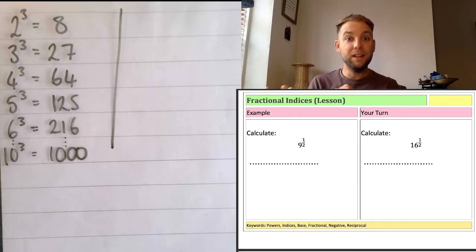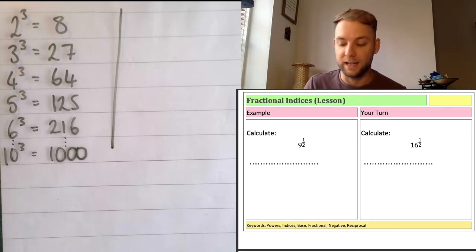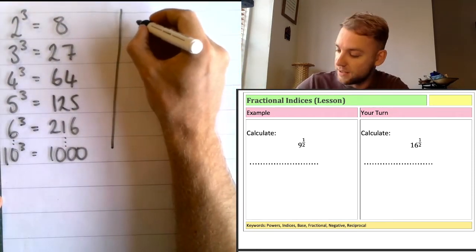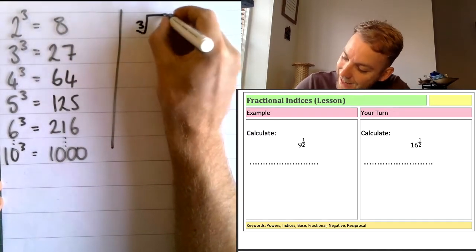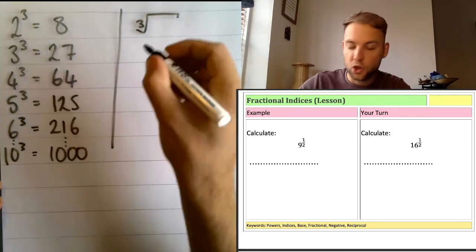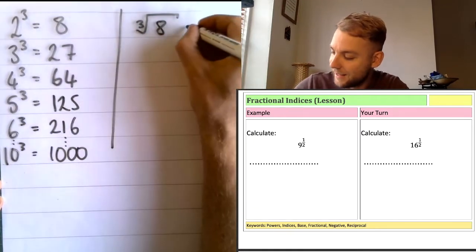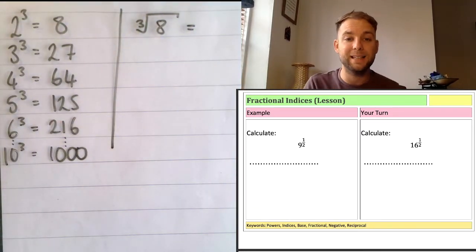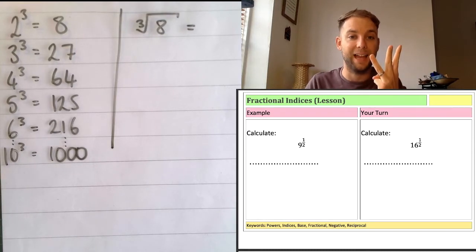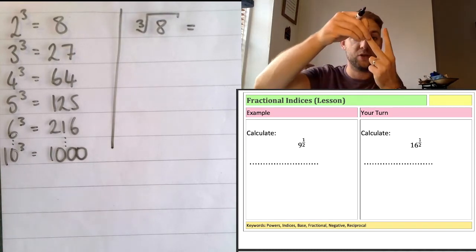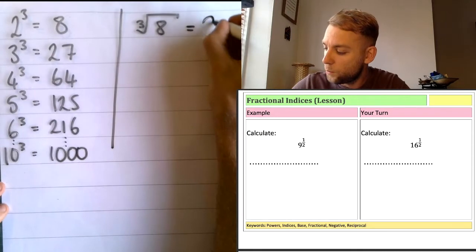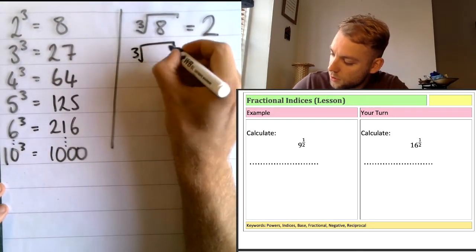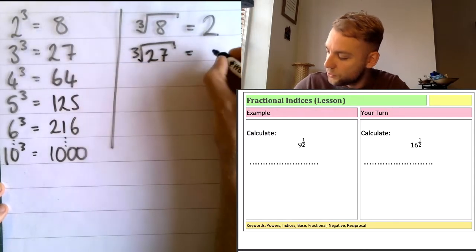So the inverse of cubing, you might know already, is the cube root. And this looks like a square root, but there's a little 3 inside that tick. Okay? So the cube root of 8 is equal to, so this means what number do I need to times by itself 3 times to get 8? Well, that answer is 2, because 2 times 2 times 2 is 8. So the cube root of 8 is 2. The cube root of 27 is equal to 3.